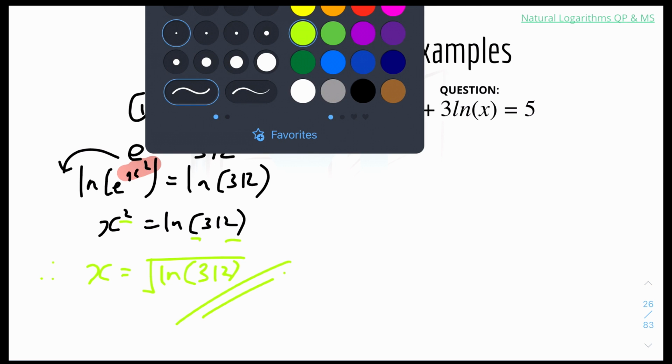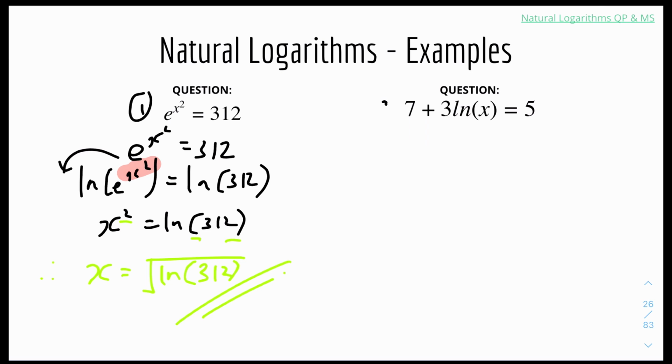And then lastly, here's the last example for natural logarithms. We have 7 plus 3 ln x equals 5. We're going to subtract 7 from both sides, which gives 3 ln x equals minus 2, and then divide both sides by 3, so ln x equals minus 2 over 3.